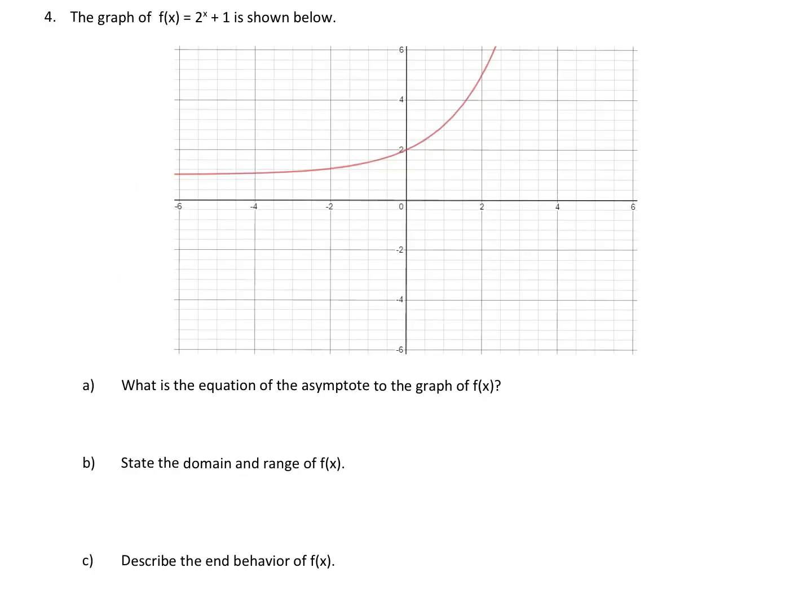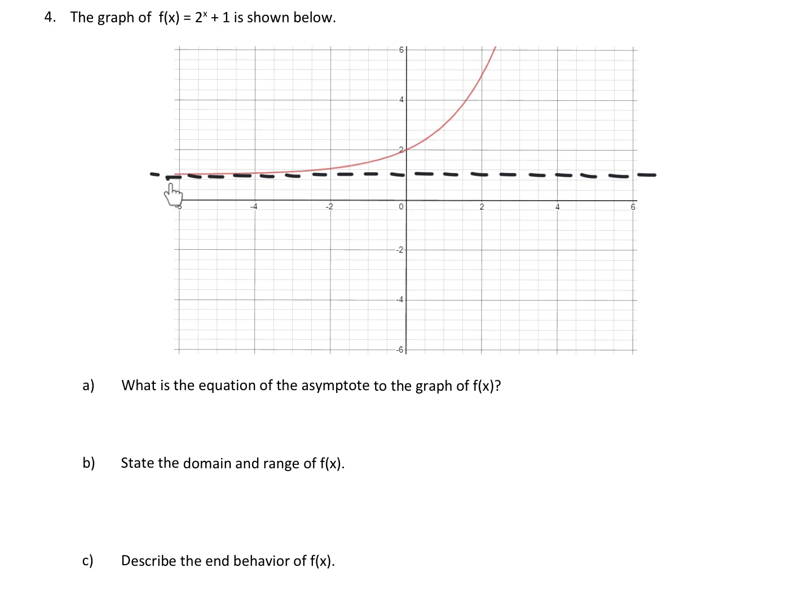All right, number 4, they actually give us a picture of f of x, and we have to answer some questions. So letter A, what is the equation of the asymptote to this graph? Well, the asymptote we could see right here is going to be this horizontal line. The graph is coming closer and closer and closer. I'm going to make it dotted to this line right here.